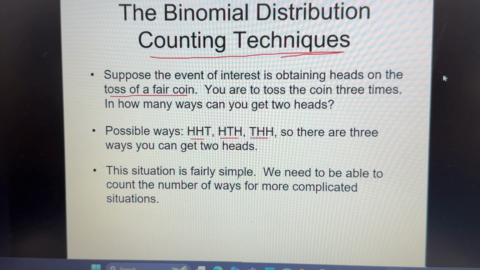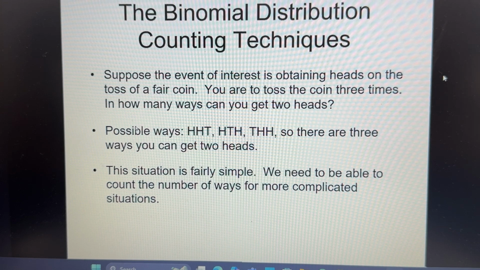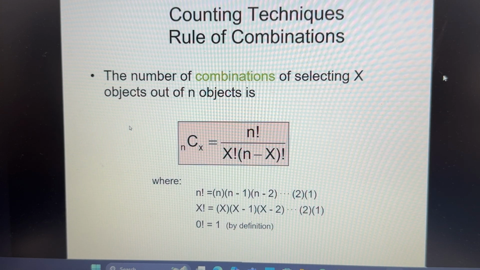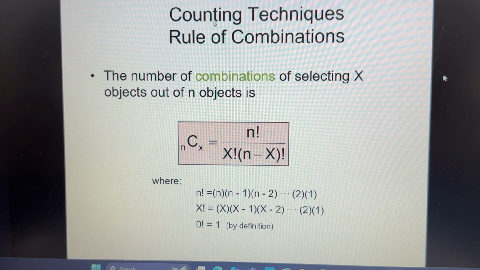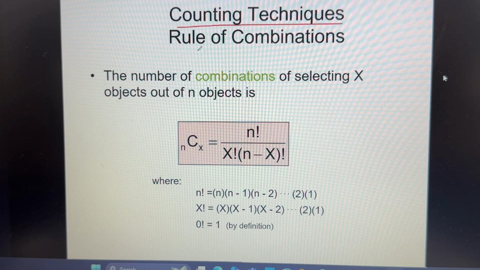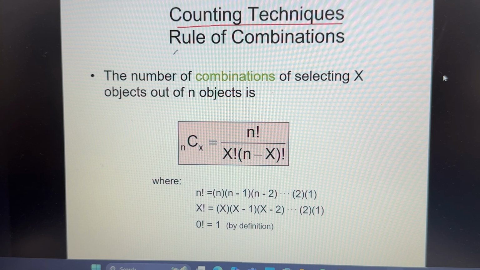The situation is very simple, but we need to be able to count the number of ways for more complicated situations. In such situations, you have to use a formula. We have studied the counting techniques earlier, permutation and combinations, and in the last lecture, combinations.